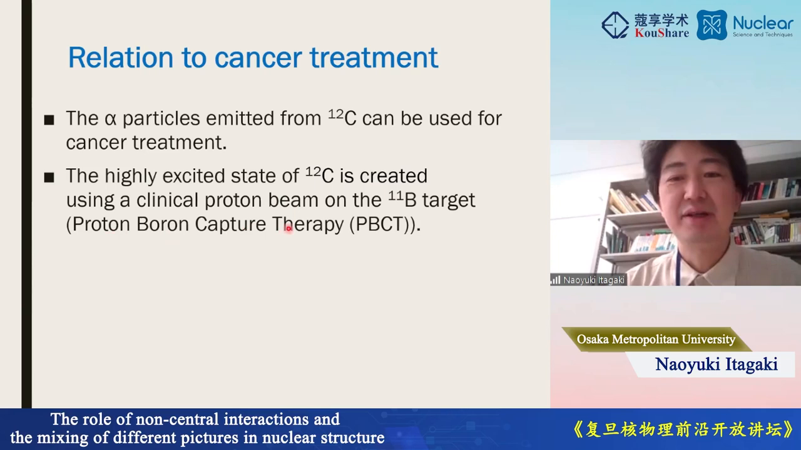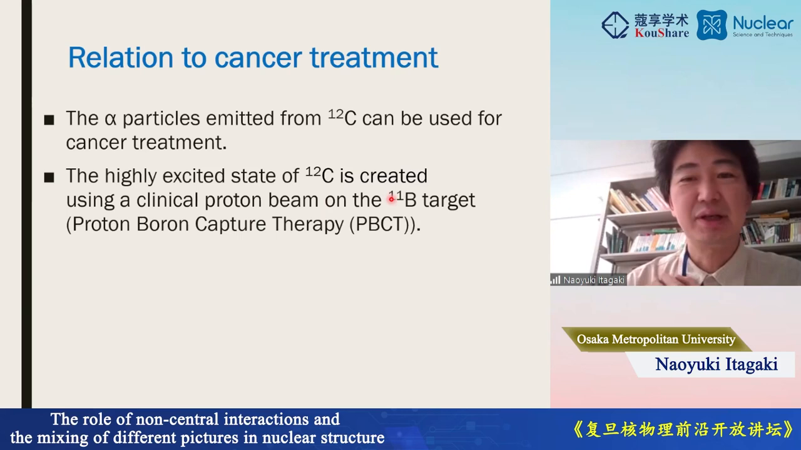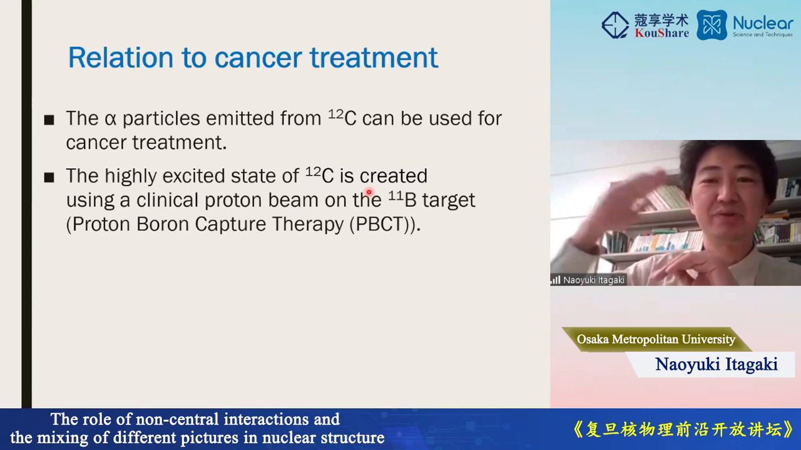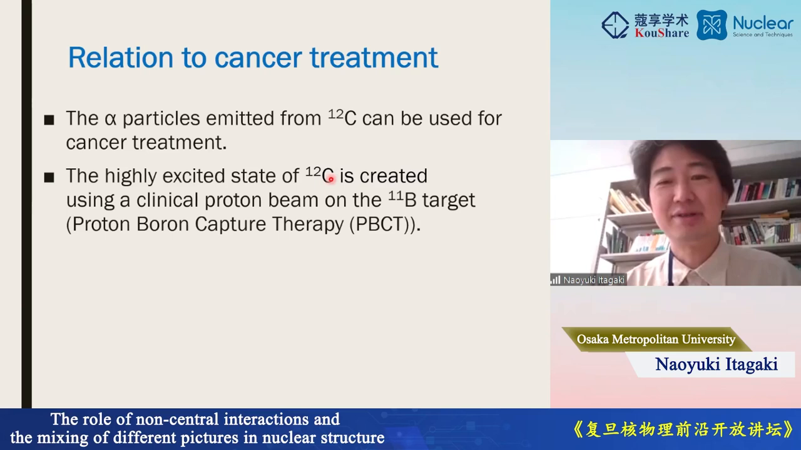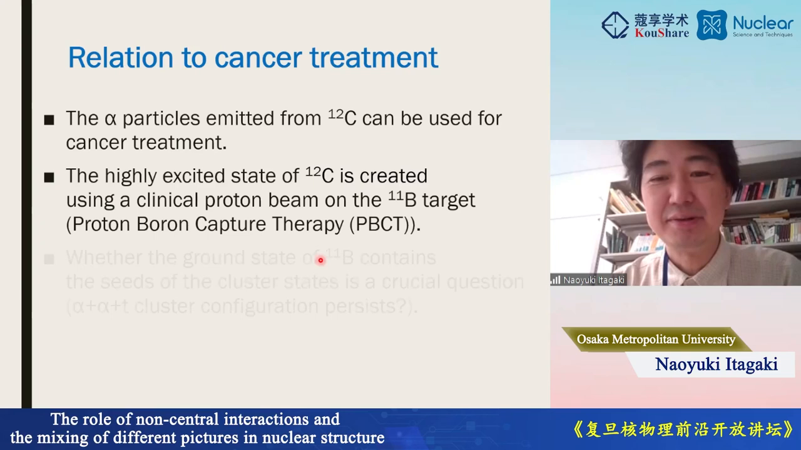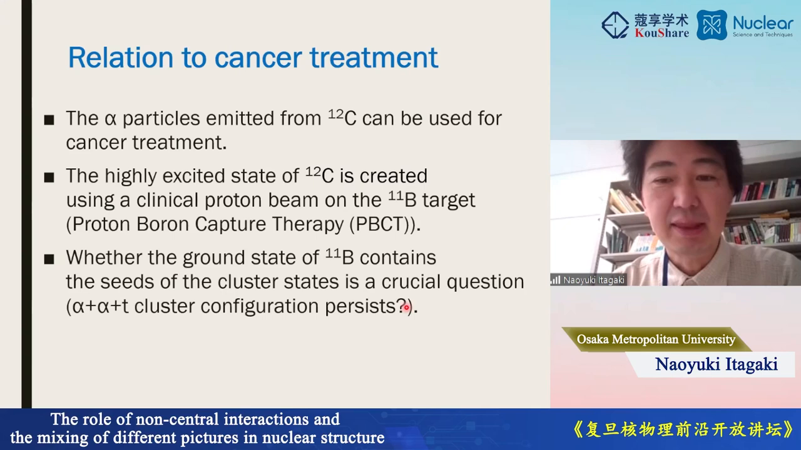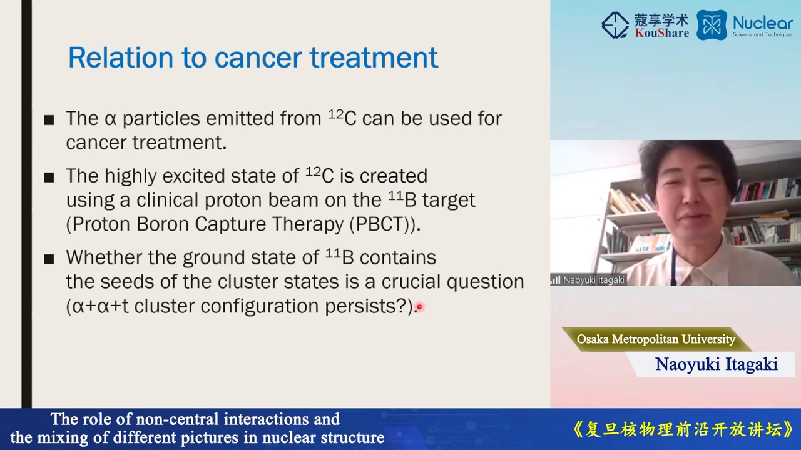If the proton is captured by the boron 11, then it becomes carbon 12. But the threshold energy of boron 11 plus proton is very high, almost like the 20 MeV region. Then this carbon 12 emits three alpha particles, and these three alpha particles destroy the cancer cell. That's the trick, and now people are trying to apply this method. Experimentalists have already measured the cross section, so that's okay.